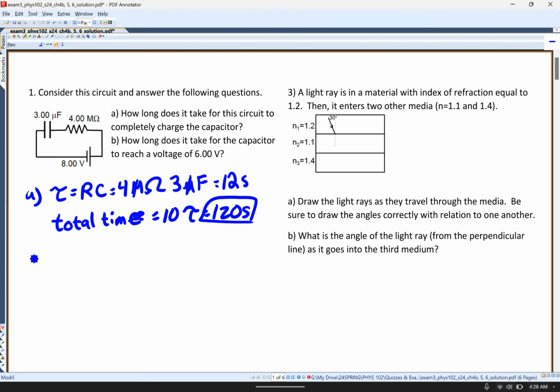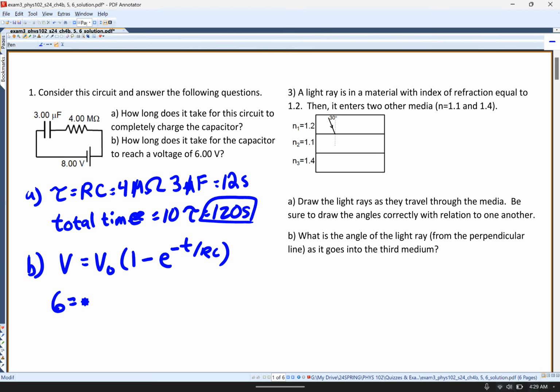And then for part B, I want to know how long it takes for the capacitor to reach a voltage of 6 volts. Look on your equation sheet and find the voltage for a charging capacitor is equal to V0 times 1 minus e to the minus t over RC. And I want to now solve that for t. So I'm going to put in numbers here.